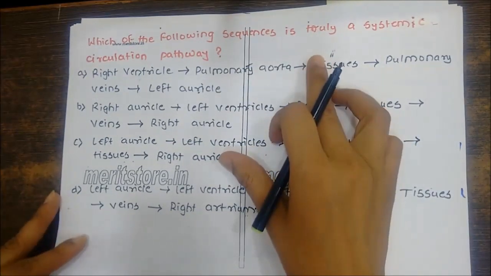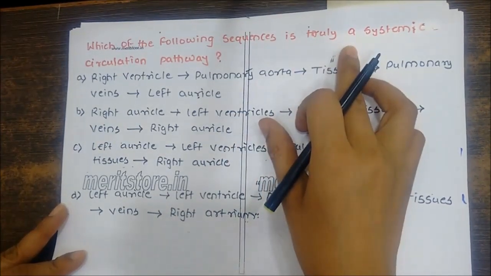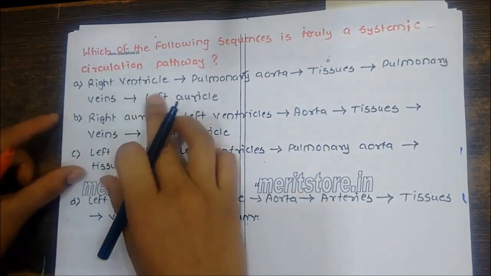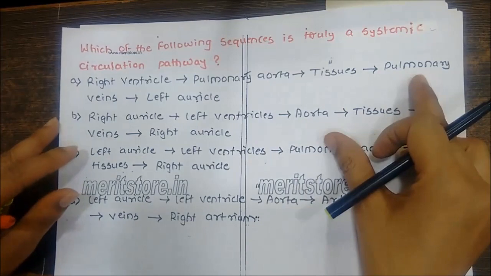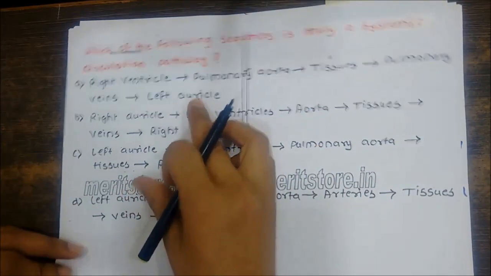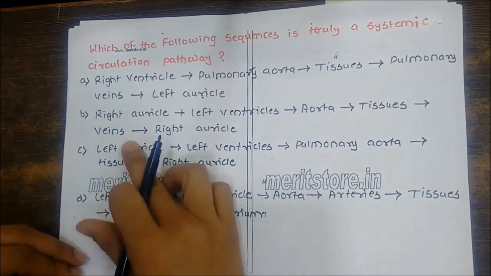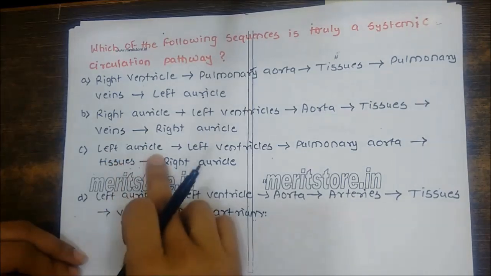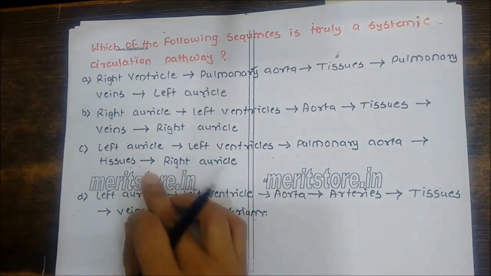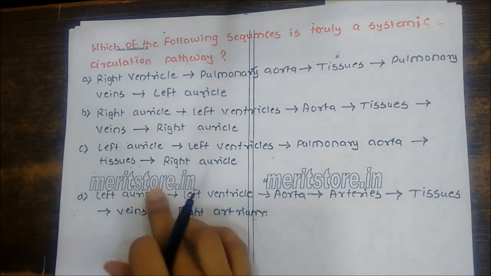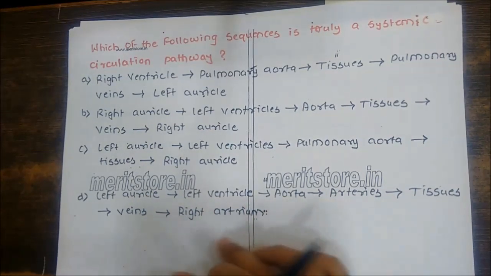Which of the following sequences is truly a systemic circulation pathway? A. Right ventricle to pulmonary aorta, from pulmonary aorta to tissues, and then pulmonary veins, and then left auricle. B is from right auricle it goes to left ventricle, then aorta, then tissues, then veins, and then right auricle. C is from left auricle to left ventricle, then pulmonary aorta, then tissues, then right auricle. And D is from left auricle to the left ventricle, then aorta, then arteries, then tissues, then veins, and then right atrium.